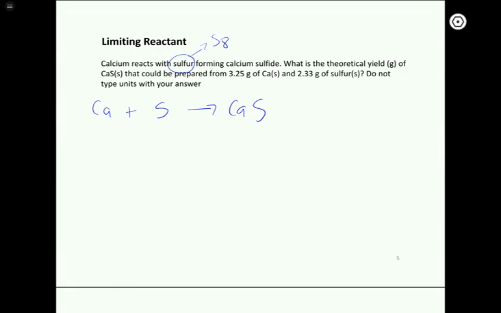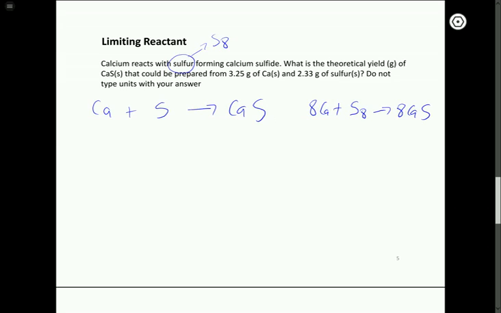So we could balance the reaction like this, or it could be 8 calcium plus S8 going to 8 calcium sulfides. Either way, the math will work out the same, as it turns out. So it doesn't matter how you balance this reaction, but I'll just stick with the simpler form here, which is probably how most of you did it anyway.